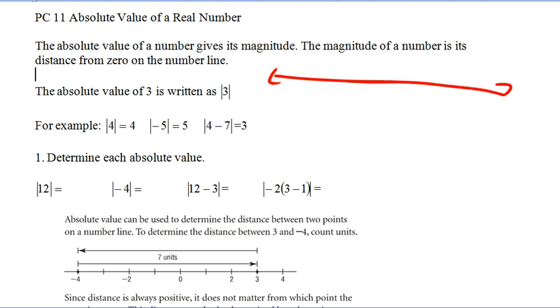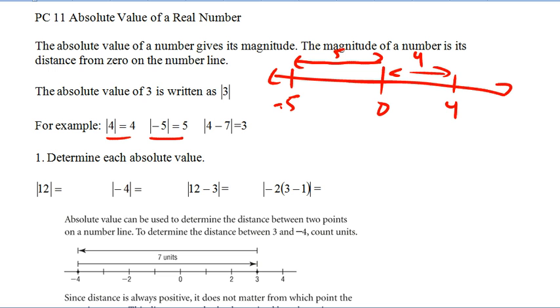So if we have a number line here, 0 there, and we've got the absolute value of 4, obviously from 0 to 4 on the number line is 4 units long. Also, if I do the absolute value of -5, the distance from -5 to 0 is 5. Essentially, what the absolute value symbol does is it's like brackets: anything that comes out of those brackets is positive.